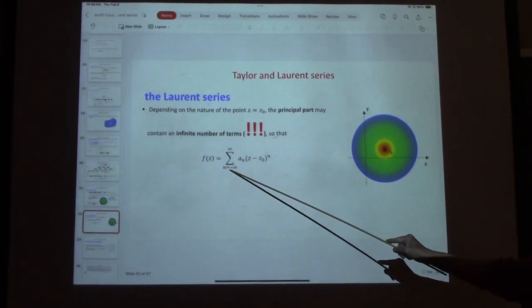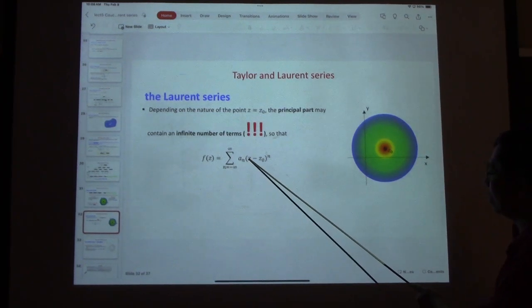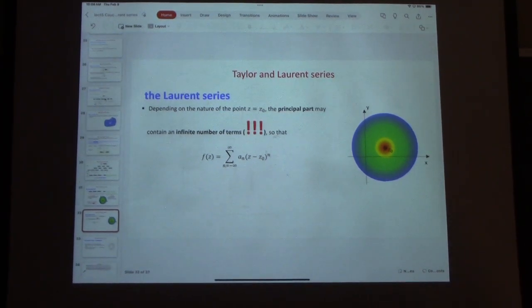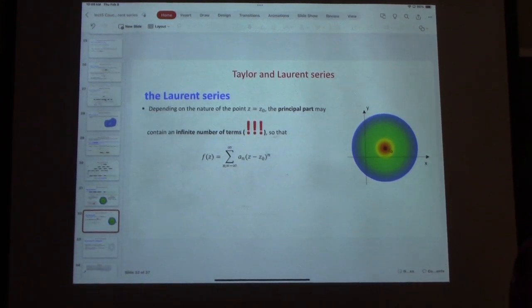When n is negative, these are the poles. When n is 0 or positive, these are the zeros, so to speak, okay? Or the analytic part, okay? So for positive n's, all the terms will give you an analytic function. Negative terms give you pole behavior.